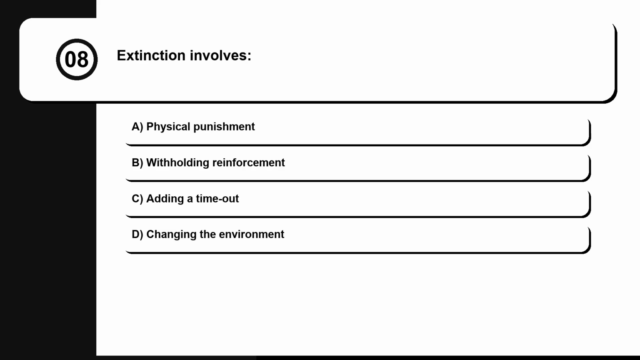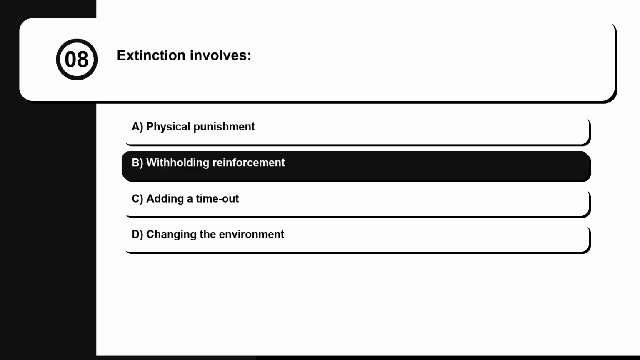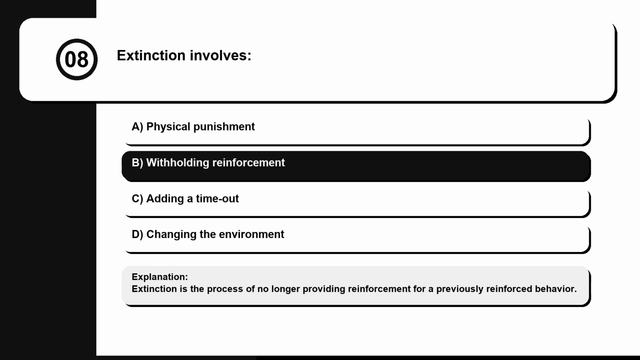Question 8. Extinction involves A. Physical punishment, B. Withholding reinforcement, C. Adding a timeout, or D. Changing the environment. The correct answer is B. Withholding reinforcement. Extinction is the process of no longer providing reinforcement for a previously reinforced behavior.